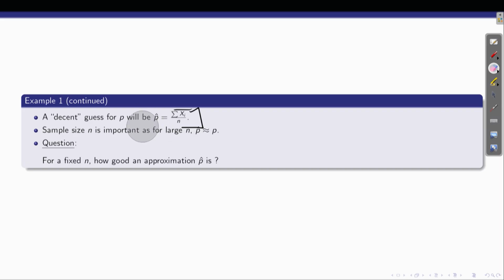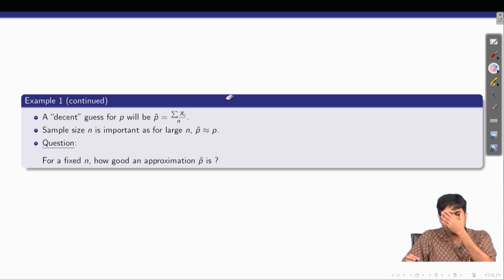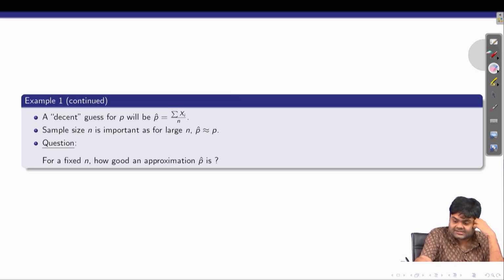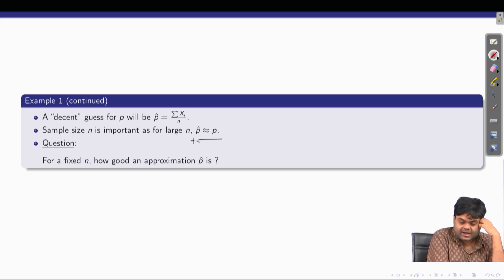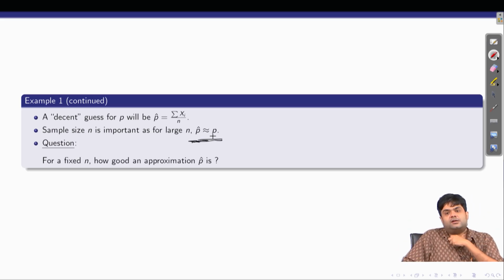So, a decent guess, now how decent etc., we will get into that eventually. A decent guess will be this proportion. Now, as we discussed earlier, for a large sample this will be approximately the same as the actual P. So, this natural phenomenon gives the rationale behind whatever we are doing. The more rigorous question is, for a fixed n, how good an approximation P hat is, and we will see this is actually answerable. For a fixed n, we can discuss how good an approximation P hat is, and there are several ways of approaching this problem.